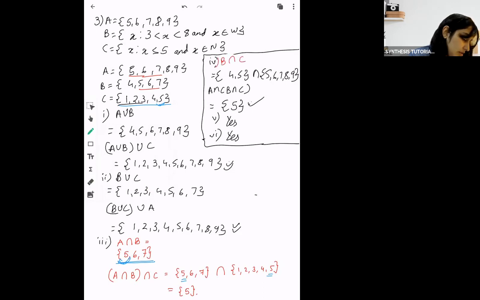Now the fourth one is B intersection C. Okay. So now if you see B intersection C, let's take green to mark the common elements. 4, 5, 6, 7, 4 and 5 are common here. Okay, so 4, 5. And उसका भी intersection करना है A के साथ. So this is A. अब इन दोनों में क्या common है? Only 5. Okay, so we are done till fourth one.